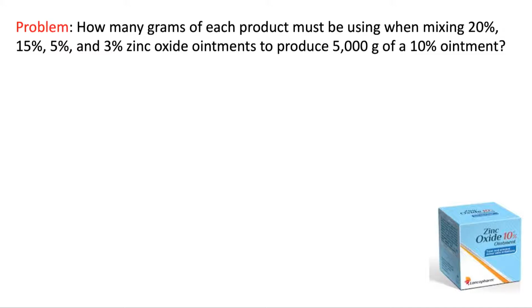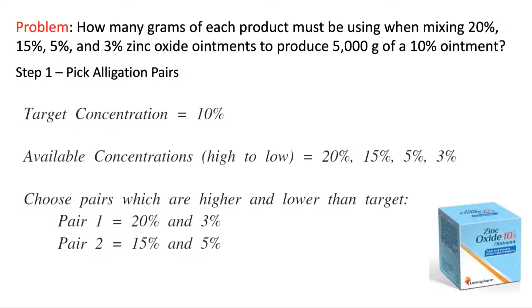So we have 4 different ingredients now, and in the end, these 4 unique concentrations need to be combined in a certain ratio such that the final total weight will be 5,000 grams and the final concentration will be 10% zinc oxide. That's a lot of ingredients. That's certainly three or more, so we can still do the alligation alternative method, but we're going to have to pick some pairs. So let's start off by being organized and writing out that our target concentration is 10%.